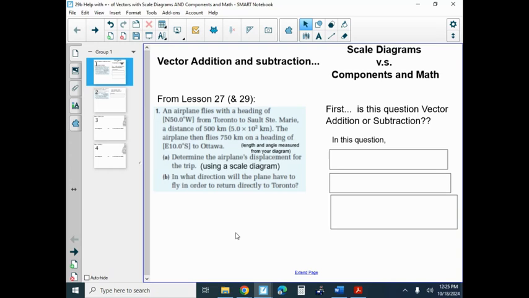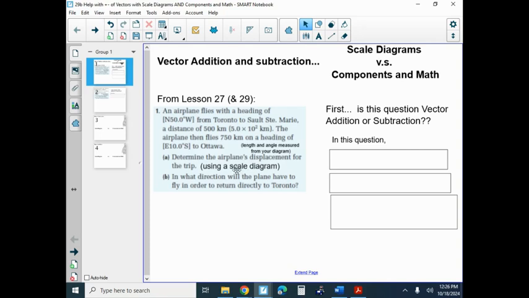So here we go. This is the question from lesson 27, and it has an airplane flying with a heading of north 50 degrees west from Toronto to Sault Ste. Marie, and then a distance of 500 kilometers. Sorry, it's a distance of 5 kilometers, sorry. And then after that, it flies to Ottawa, which is 750 kilometers east, 10 degrees south. So they want you to determine the airplane's displacement for the trip.